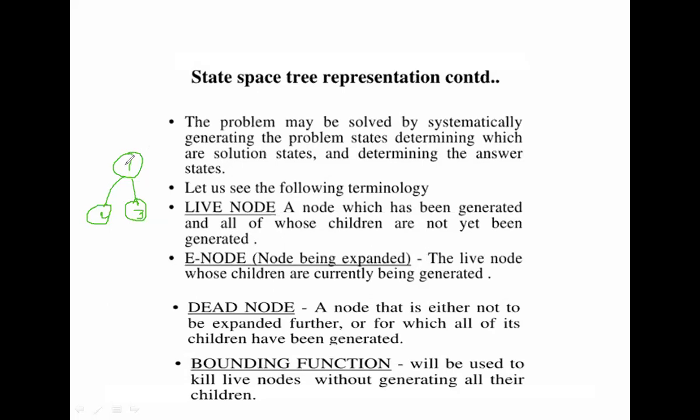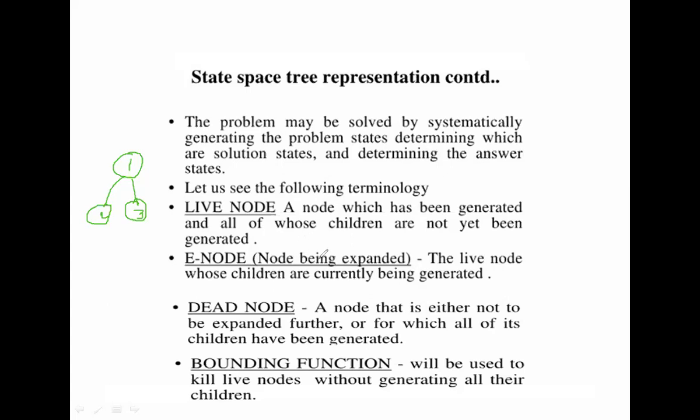So node 1 is not a live node. Why? Because node 1 has 2 children, and these 2 children are generated. So node 1 is not a live node; 2 and 3 are live nodes. If any children of 2 and 3 are generated, then 2 and 3 are no longer live nodes. Those children we call the live nodes. Understand, clear? Once the children are generated, then we say that node is not a live node. Clear or any doubt?